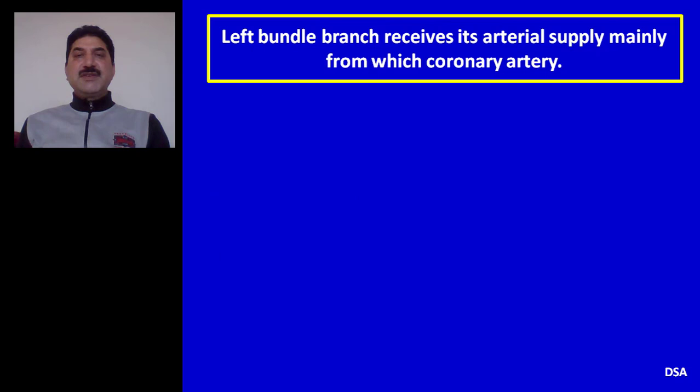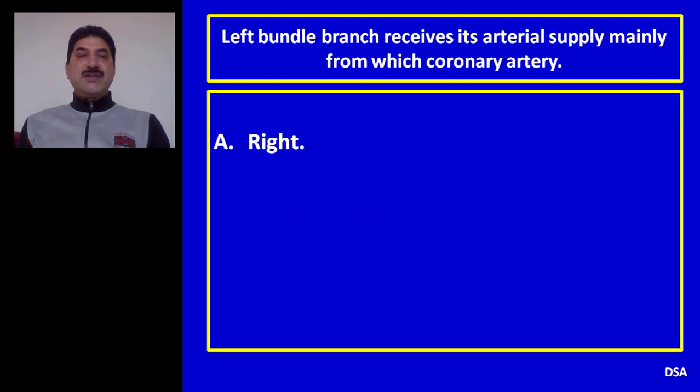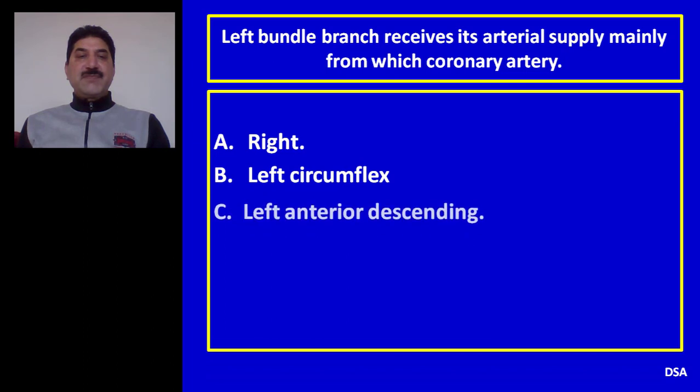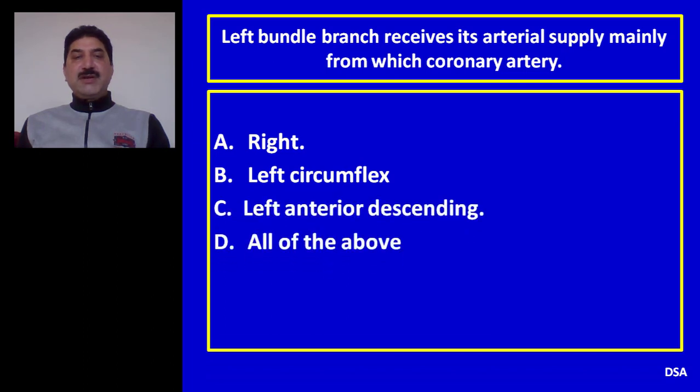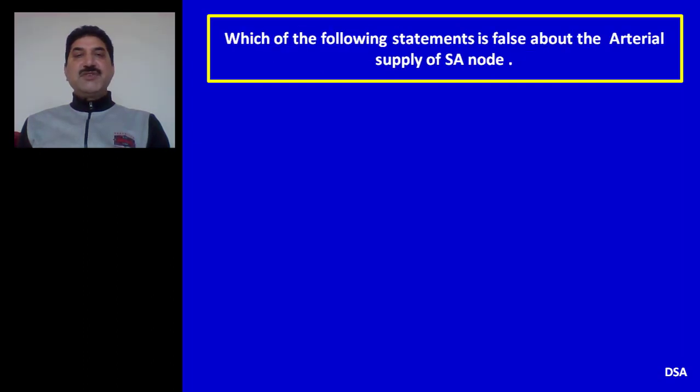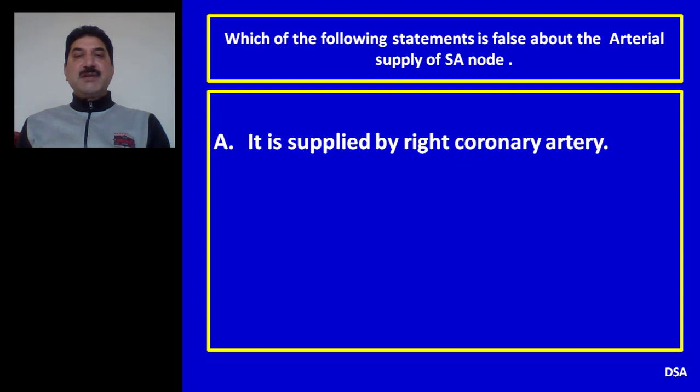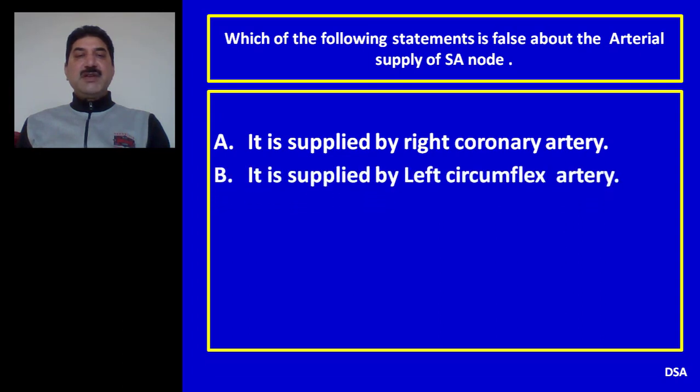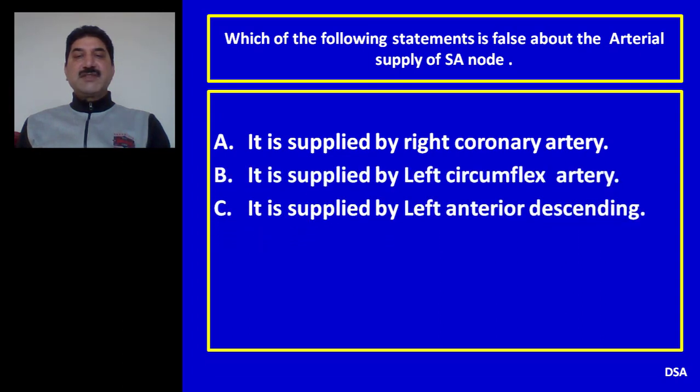Left bundle branch receives its arterial supply mainly from which coronary artery? Right, left, left anterior descending, all of the above. C is the correct option. Which of the following statements is false about the arterial supply of SA node? A. It is supplied by the right coronary artery. B. It is supplied by the left circumflex artery. C. It is supplied by left anterior descending artery. D. Has got dual arterial supply. C is the wrong option.